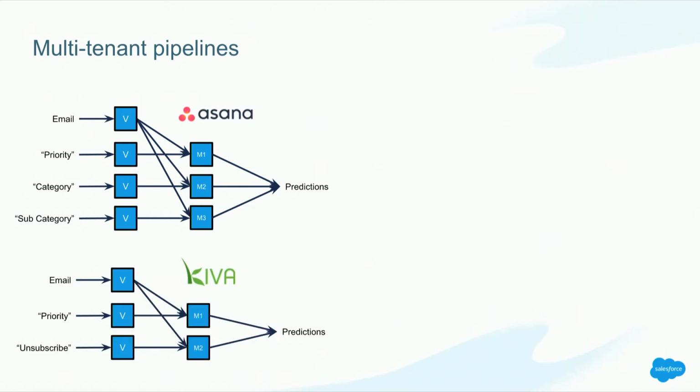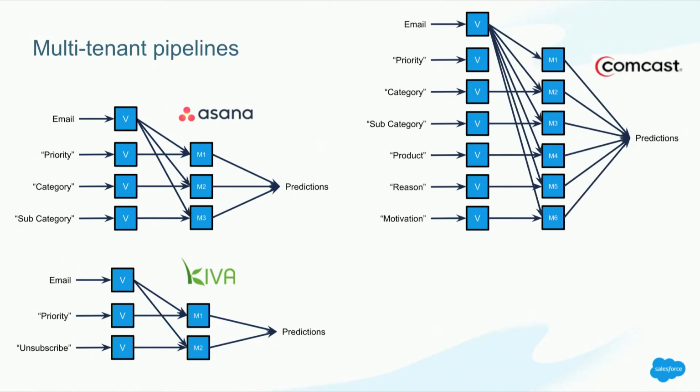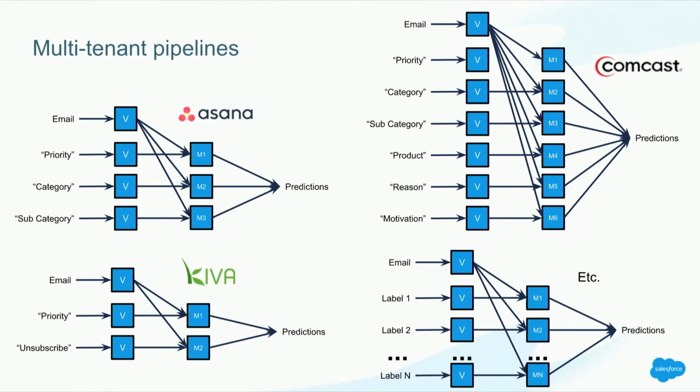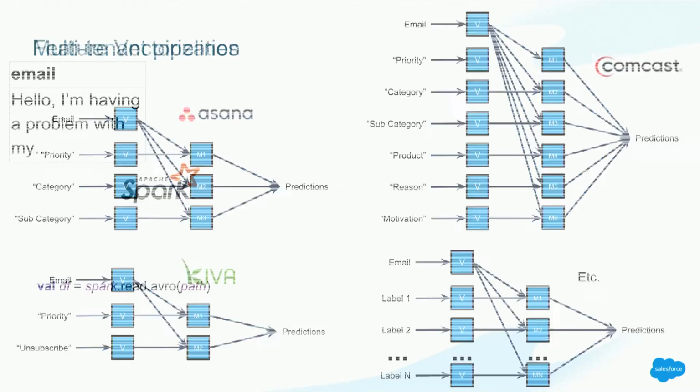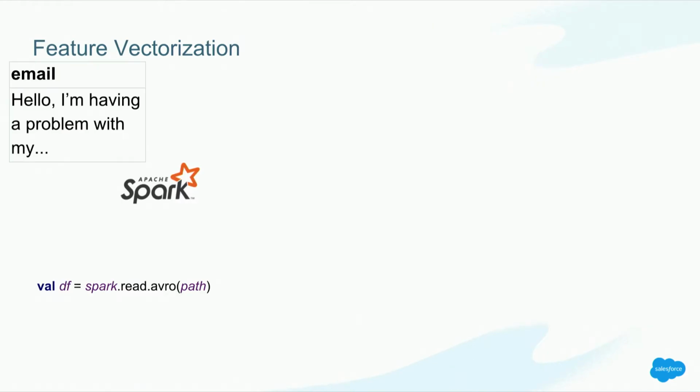Kiva might want totally different fields. Comcast has a lot of stuff they need to predict. So we want to be able to scale our pipeline up and down to train all these models and make the predictions that are requested for any customer that's looking for them. So what does that look like? How do we generate this pipeline?